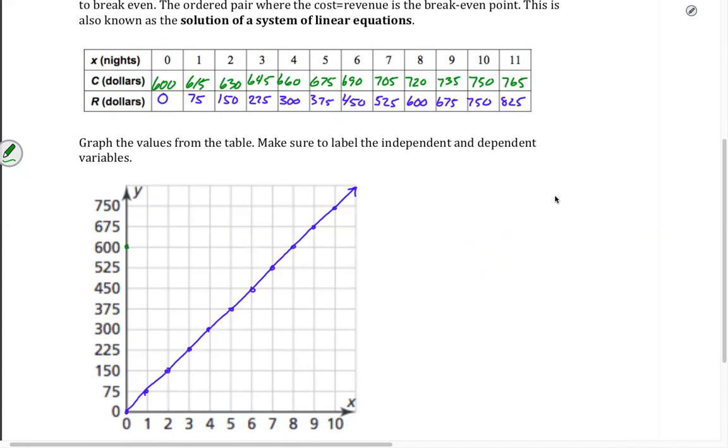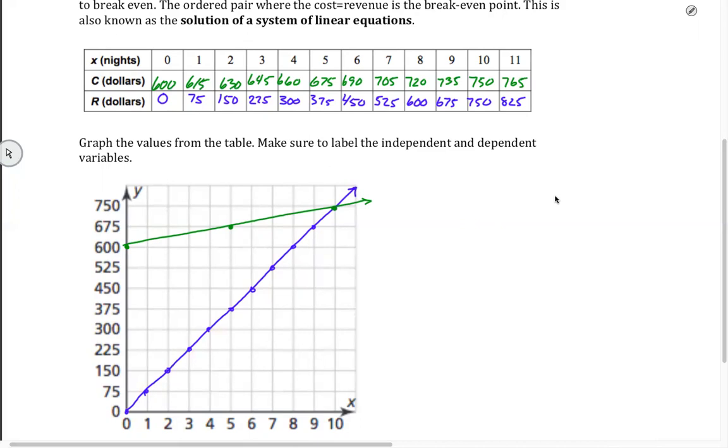Well, that's 600. Now I can't plot 615, but I can plot 5 and 675, because notice that's the next block. So 675 is at 5, so let's go 5 and 675. And then the next block would be 750. That's right here at 10. So it's right there. So let's plot those points. So as you can see, the blue line, my revenue, finally becomes greater than my cost function at 10.